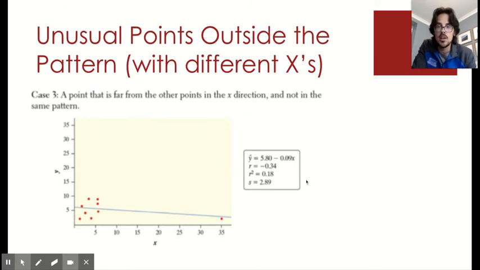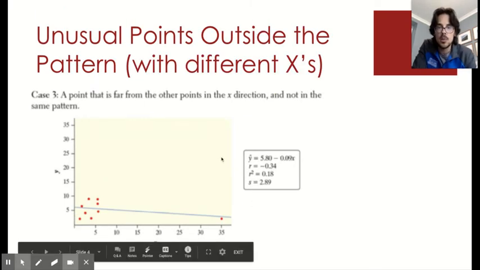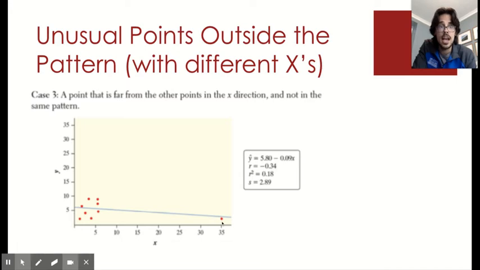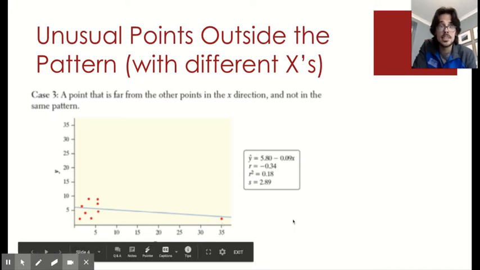The next scenario, we're getting rid of that point that was over here, and we're adding a point down over in this corner that does not follow the data set.